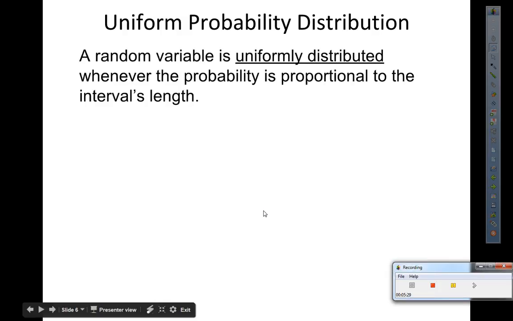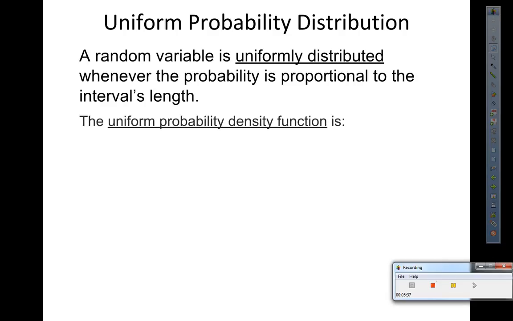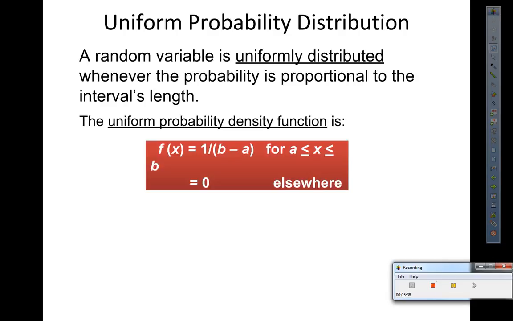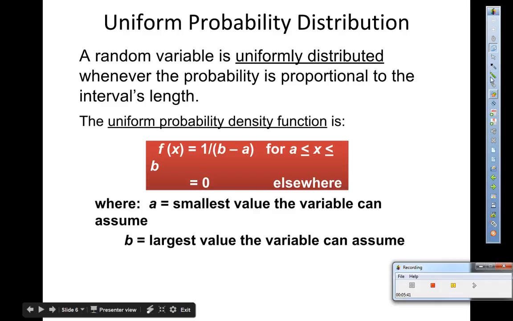A uniform distribution is just like I said. It's straight across. It's going to be uniform throughout. Okay? The uniform density function looks really complicated, but let's think about what this says.